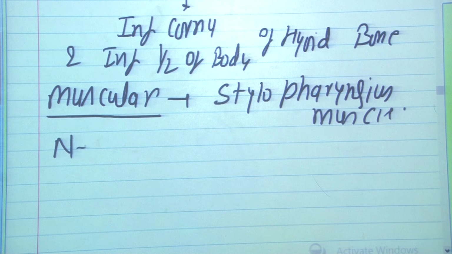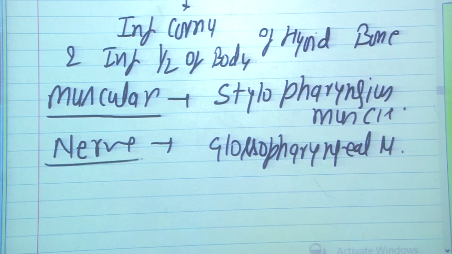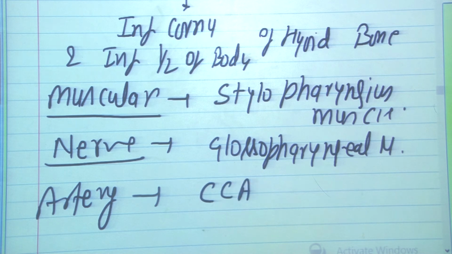Now, the nerve, which nerve is the nerve of third pharyngeal arch? Answer is glossopharyngeal nerve. Next is the artery, which artery develops from third pharyngeal arch? Answer is common carotid artery and internal carotid artery.